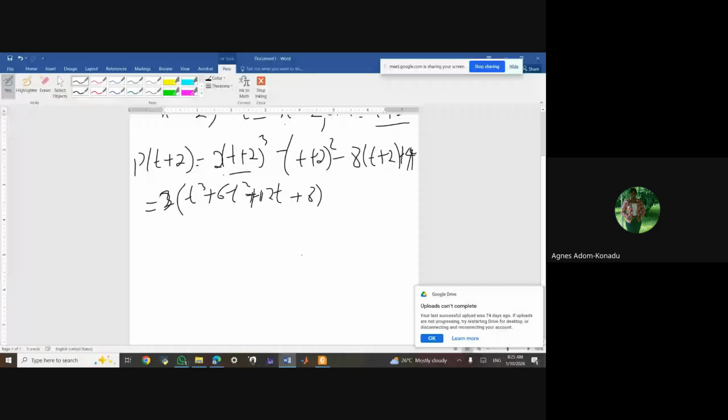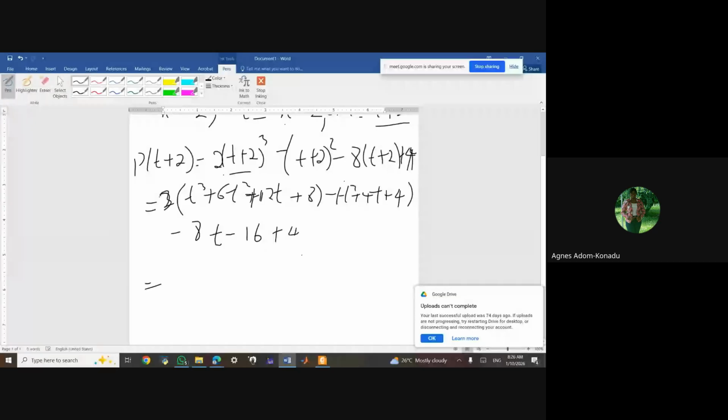Then minus, what do I get when I expand t plus 2 squared? T squared plus 4t plus 4. We want to expand t plus 2 squared. Madam, you get t squared plus 4t plus 4. Okay, then minus 8t minus 16 plus 4.